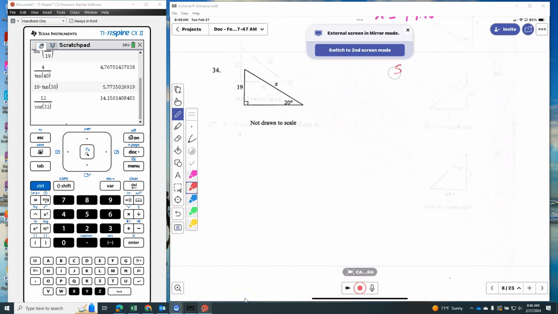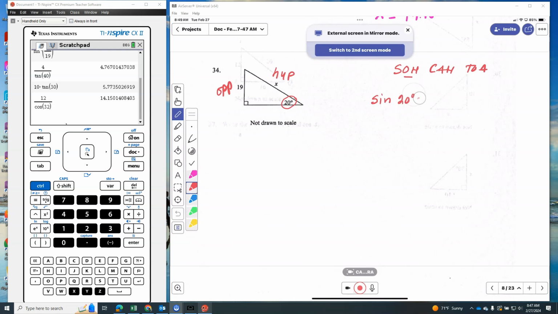Just get in the habit of writing the mnemonic statement. So it's SOHCAHTOA. It's a right triangle. We focus our attention on the angle. And that's the hypotenuse. And that's the opposite. So we're going to use sine. So we have sine, because that's opposite over hypotenuse.